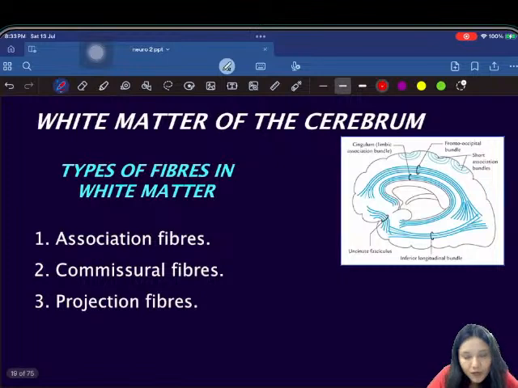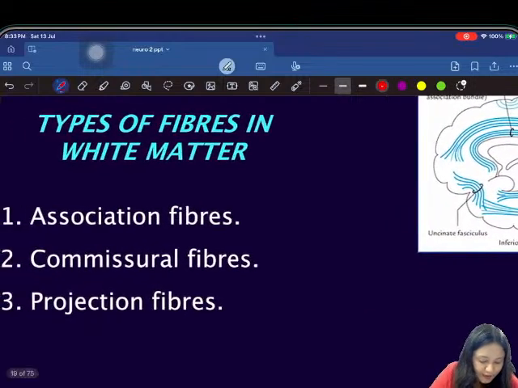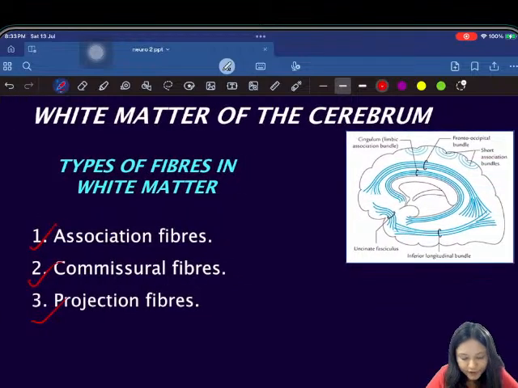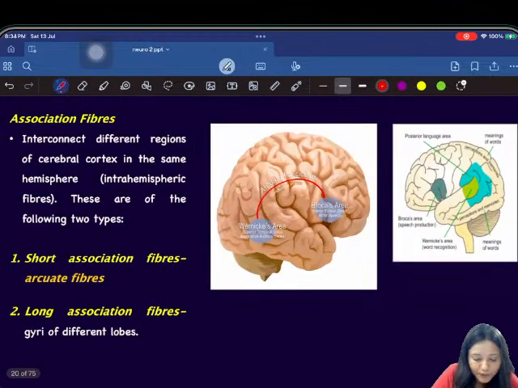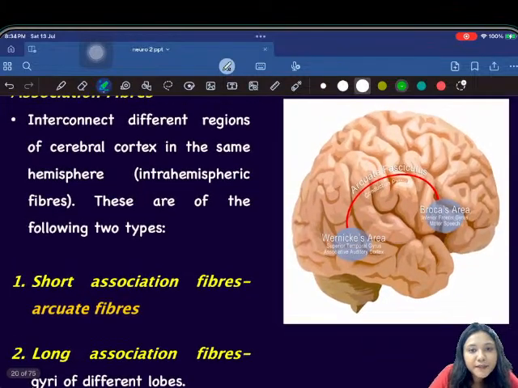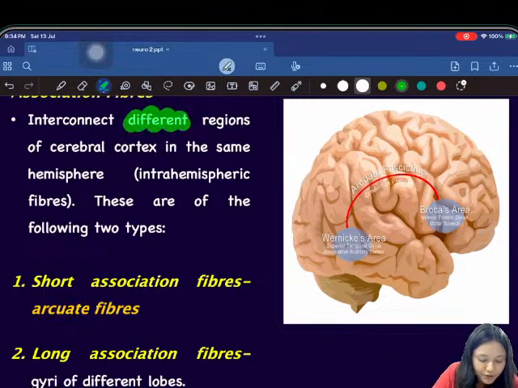Okay. Now let us come to the white matter of the cerebrum. You know that there are different types of fibers in the white matter. You have three types, mostly: the association fibers, the commissural fibers, and the projection fibers. So let us study these fibers one by one. Okay. So association fibers, what do you mean by association fibers? They interconnect different regions, each word is important, different regions of the cerebral cortex in the same hemisphere.